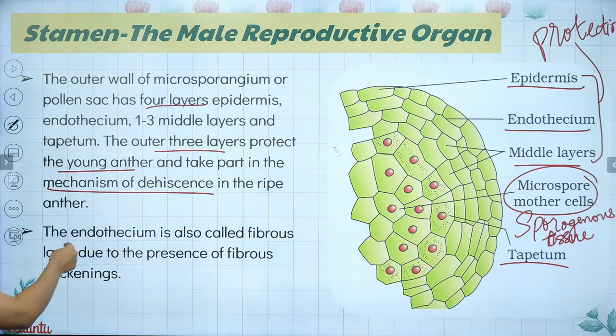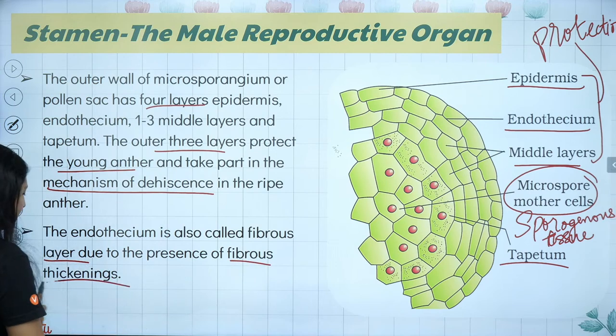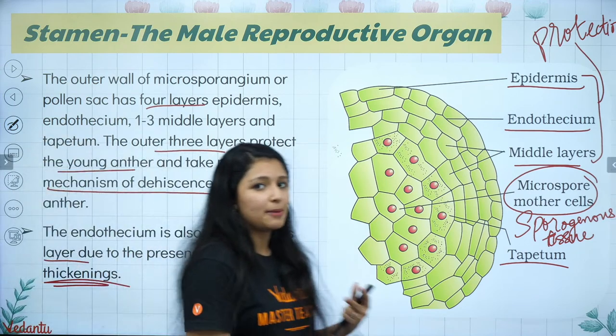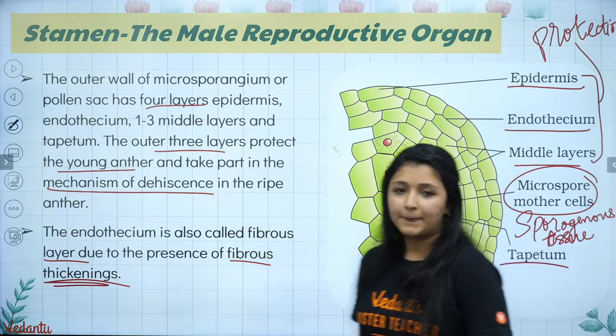Yes, the endothecium is also called the fibrous layer because of the presence of fibrous thickenings. So that means again, additional protection. Yes, additional strength.